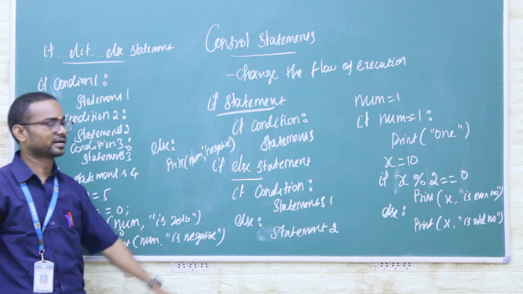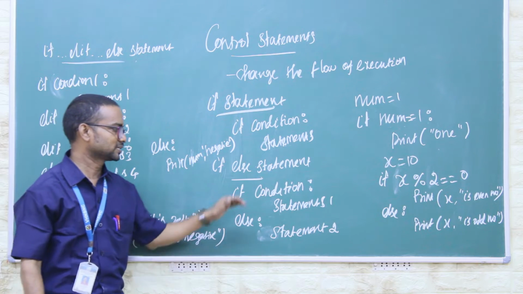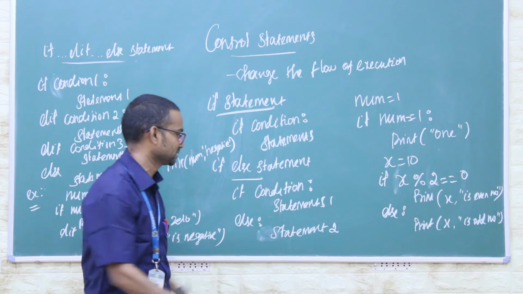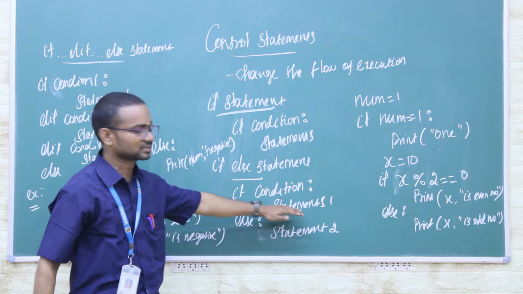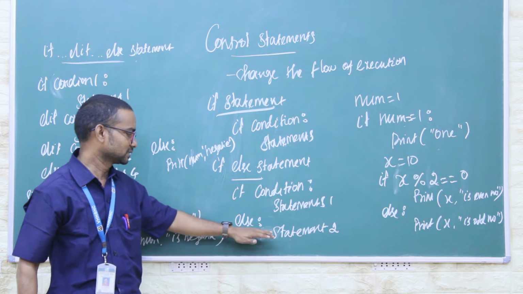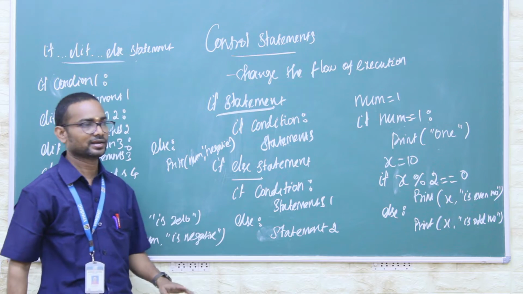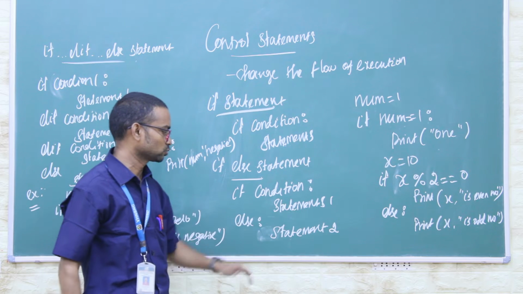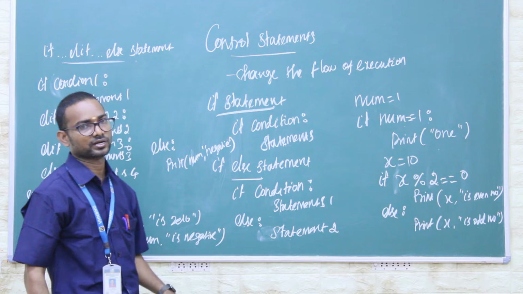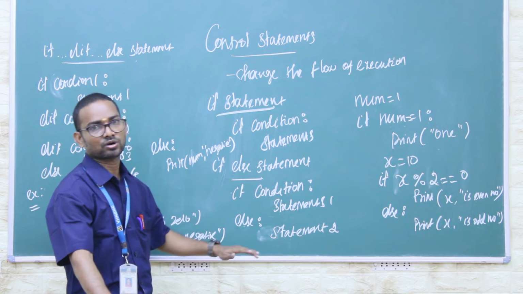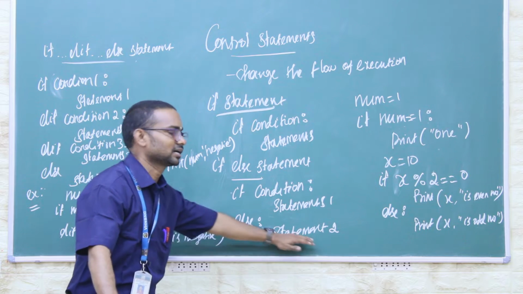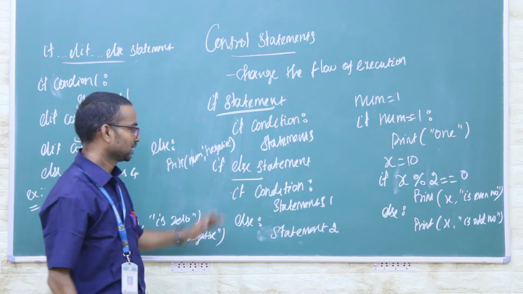Next, we discuss the if-else statement. In if-else, the first condition, condition 1, is checked. If the condition is true, then statement 1 is executed. Suppose the condition is false, then statement 2 is displayed. Condition 1 true means statement 1 is executed. Suppose the condition is false, then the else statement, statement 2, is executed.